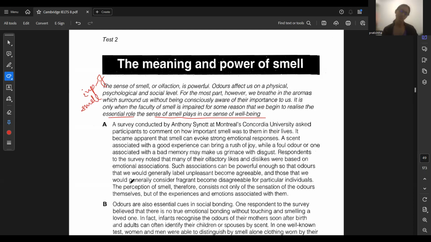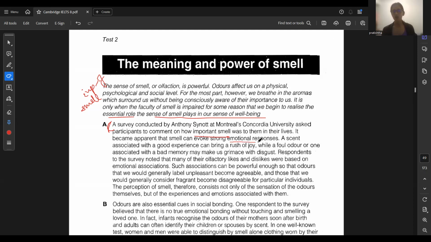What is the importance of smell? A survey conducted by Anthony Synott at Montreal's Concordia University asked participants to comment on how important smell was to them in their lives. So again, it's just talking about how a survey was conducted about the importance of smell. It became apparent. Now, this information is not really that essential. It just talks about a survey that was conducted. What essential could be here is what was the findings.